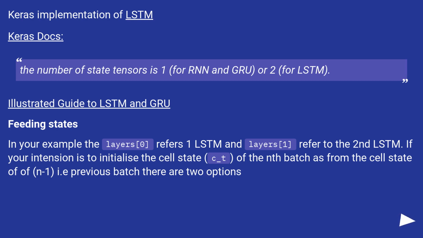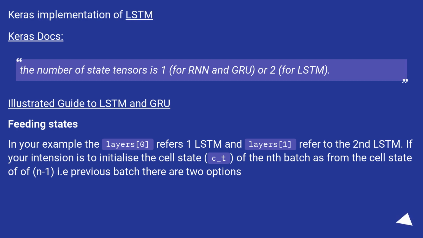Keras implementation of LSTM, Keras docs. The number of state tensors is 1 for RNN and GRU, or 2 for LSTM. Illustrated guide to LSTM and GRU. Feeding states. In your example, layers[0] refers to the first LSTM and layers[1] refers to the second LSTM.